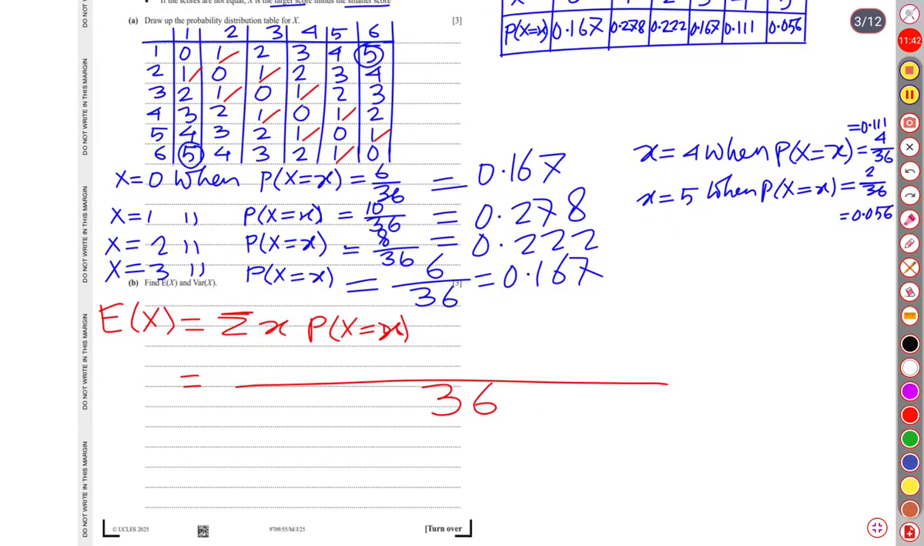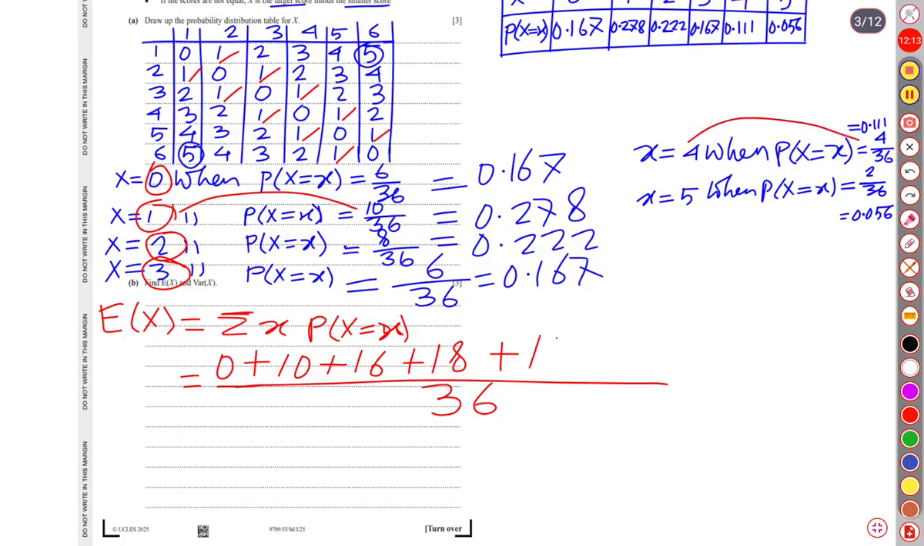Now if we multiply by x, the first one is x is 0. By 0 if we multiply it is going to be 0. Then by 1 if we multiply 10 it is going to be 10. Then by 2 if we multiply 8 it is going to be 16. After that x is 3. By 3 if we multiply 6 it is going to be 18. Then x is 4. If 4 multiplies 4 it is 16. Finally x is 5. If 5 multiplies 2 it is 10.